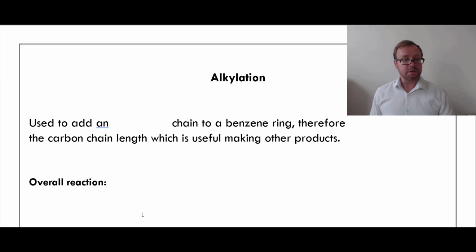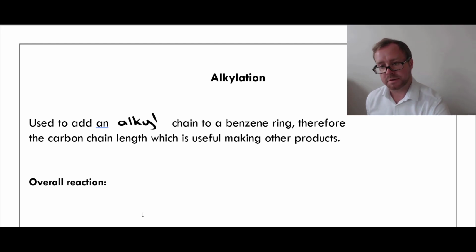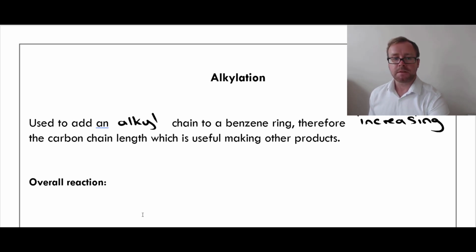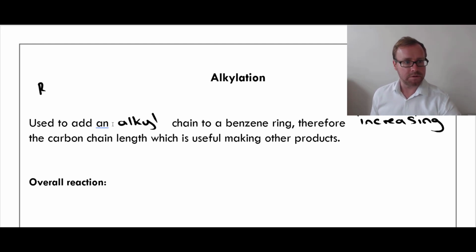Why do we do it? It's used to add an alkyl chain to a benzene ring, therefore increasing the carbon chain length, which is useful for making other products. Remember, when we're talking about an alkyl chain, alkyl is representative of an R group, so CH3, CH2. Okay.